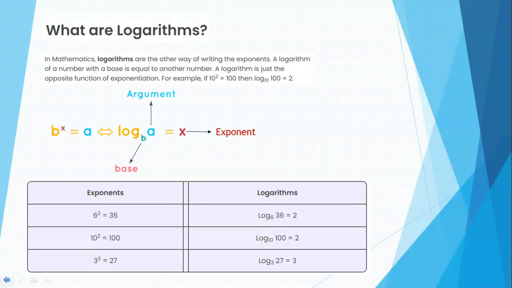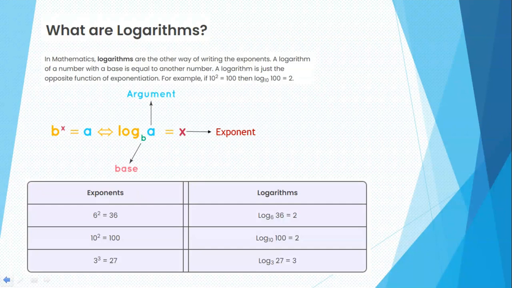And here you already know about base and exponent. If I have b raised to the power of x, b is going to be your base and x is going to be the exponent. And whatever number you get over here, here it is 36, here it is 100, here it is 27, that would be known as the argument. Is it clear? So there are three things that you have to know in logarithms: one is the argument, one is the base, and one is the exponent.